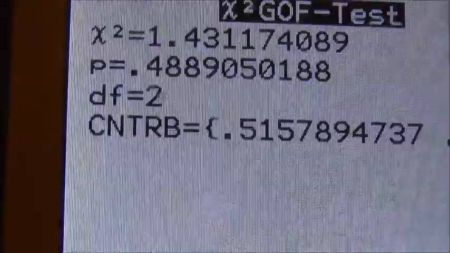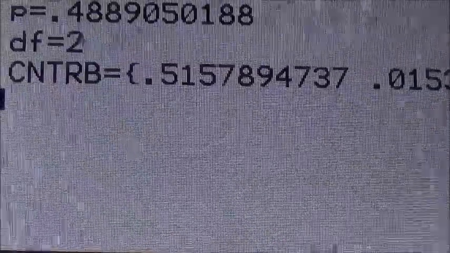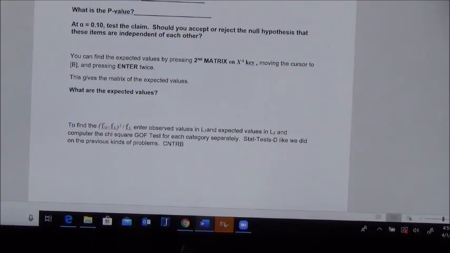So then remember the CNTRB values. Those were the values when we calculated the observed minus the expected squared divided by the expected. And so in that column, we are going to have for the males 0.516, and then we'll have 0.015, and then we have 0.900. Then you're going to repeat the process to do the females.